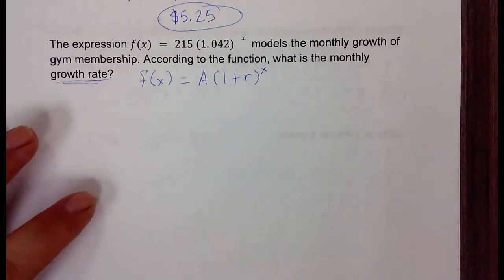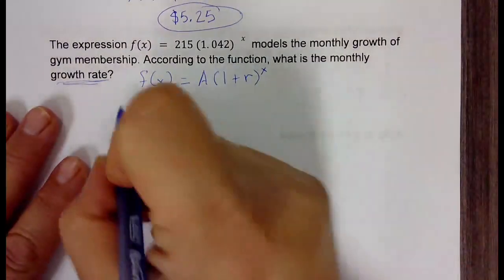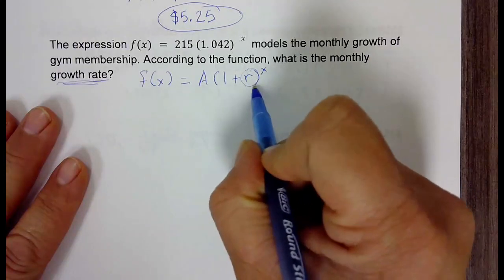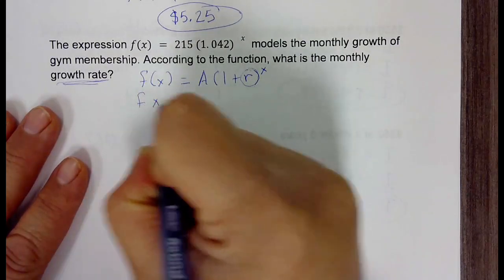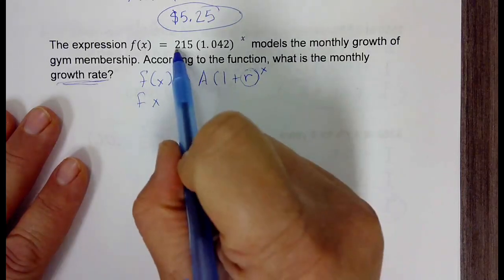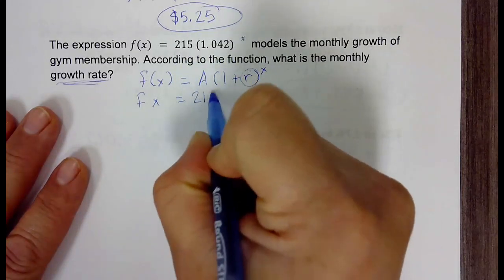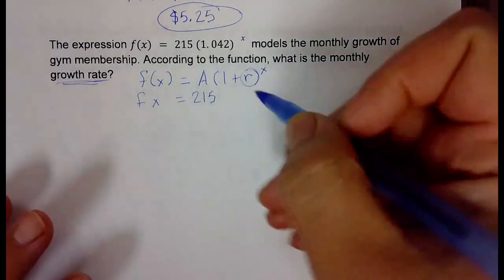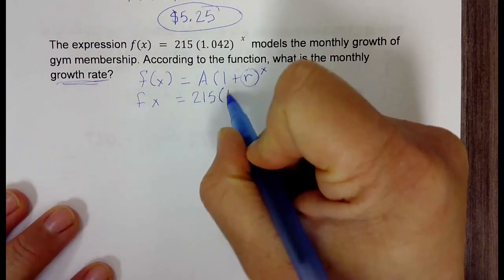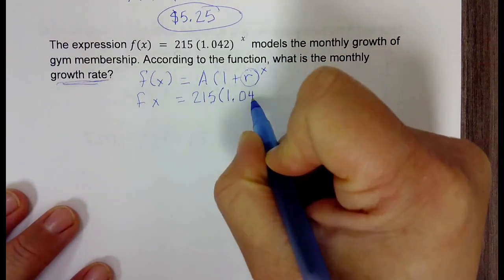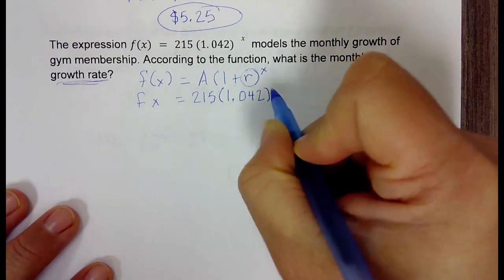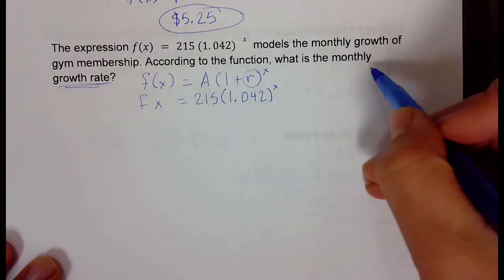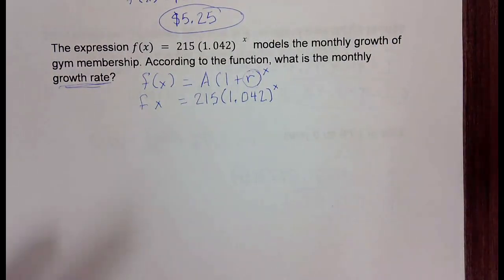So from this, when I compare these two functions, I know that I want to find the growth rate. That's this R right here. F of x equals, from this problem here, 215, the amount we started with. So that's like how many gym members they had at the beginning, times 1.042 to the power of x, however much time, or however many, because this is a monthly growth rate, however many months have gone by.